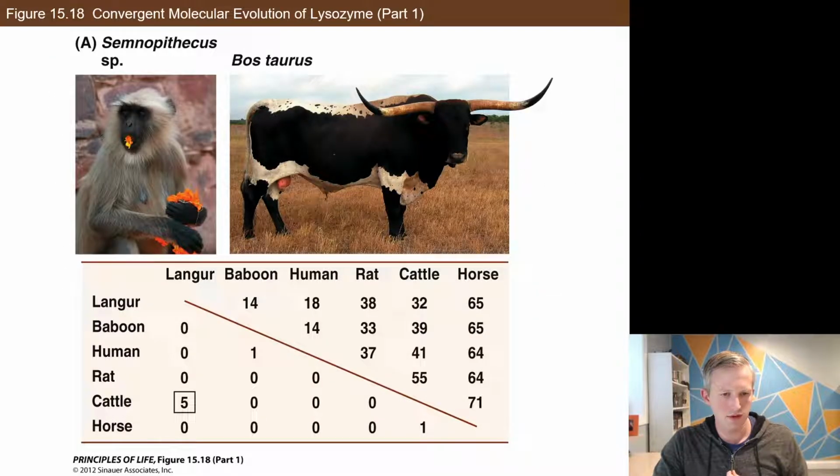And this shows the differences in the amino acids, I think, or nucleotide substitutions in a particular gene in all these different organisms. But here you see the langur and the cattle have 5 shared nucleotide substitutions that are key to making the enzyme, that lysozyme, able to survive the pepsin environment of the stomach. It's kind of cool.